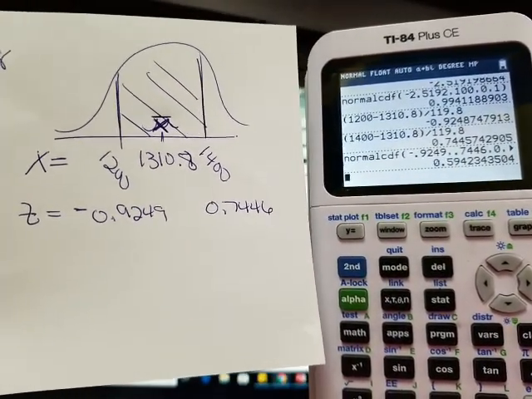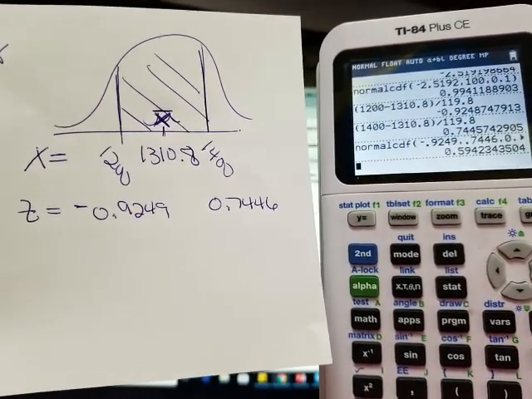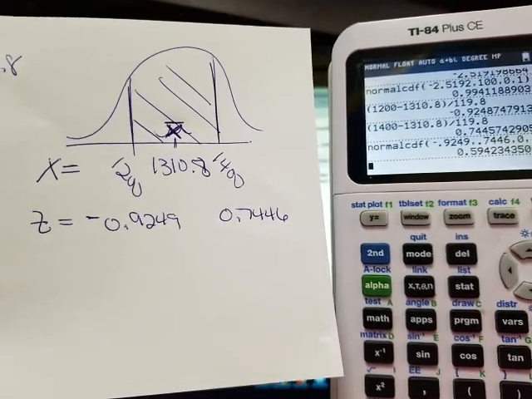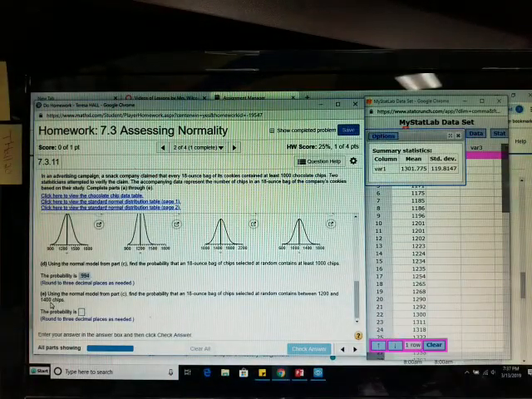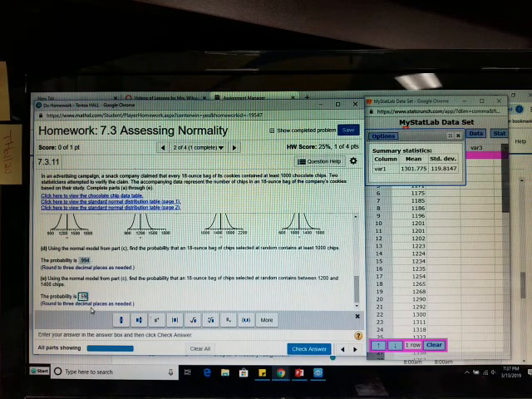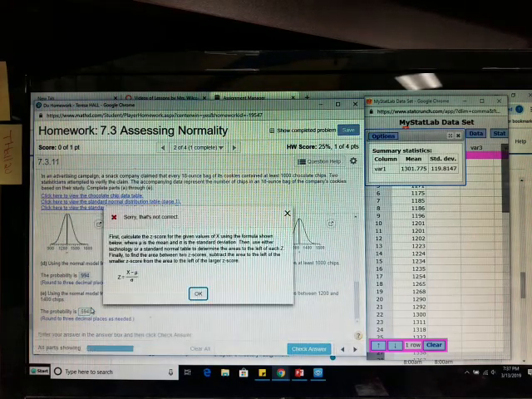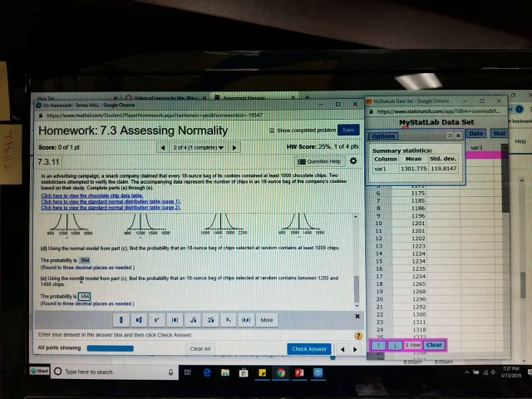That gave me a probability of basically 59.42% chance of grabbing a random bag of chocolate chips and it containing between 1,200 and 1,400 chocolate chips. So this answer is supposed to be to 3 decimals, so 0.594. Uh-oh, that was not correct. Okay, 1,200 to 1,400. Where did I mess up?